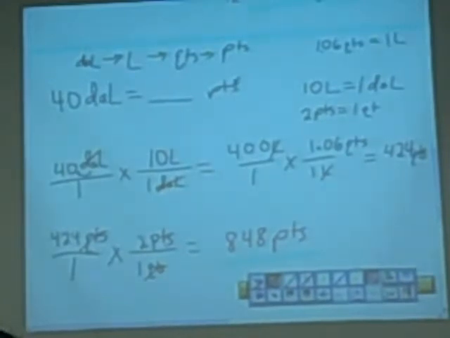in the numerator. Again, quarts cancels. And now we got 424 times 2, 848. And then, yeah, we get 848 pints. And we want pints, right? Alrighty. Does that help? Yes.